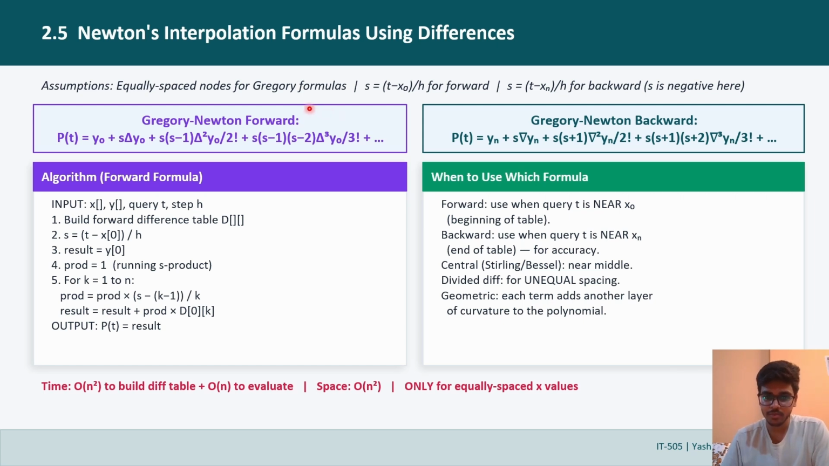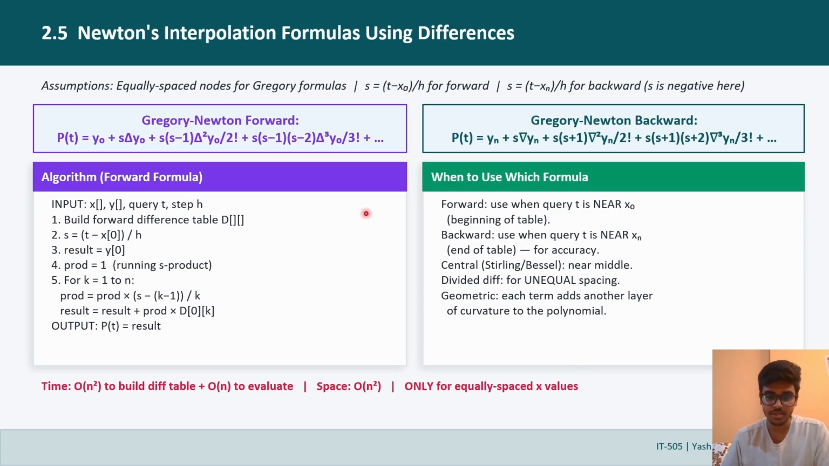The Gregory-Newton forward formula: P of t equals y naught plus s times delta y naught plus s times (s minus 1) over 2 factorial times delta squared y naught, and so on. The Gregory-Newton backward formula uses the same idea, but with nabla differences and s plus 1 type factors. Algorithm for the forward formula: we build the difference table, compute s, start with result equals y naught, use a running product variable that accumulates s times (s minus 1) and so on for each term divided by the factorial, multiply by the corresponding diagonal difference, and add to the result.